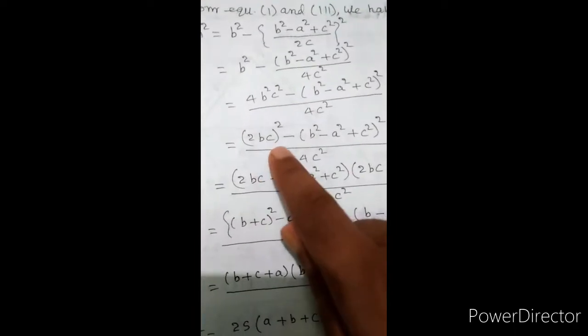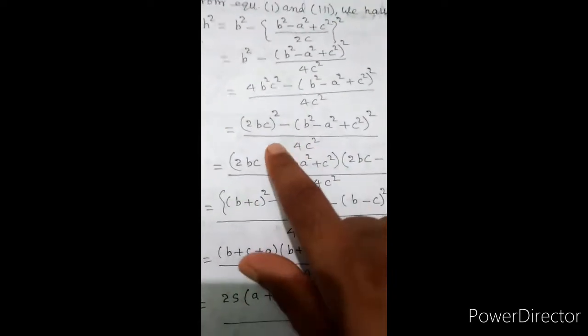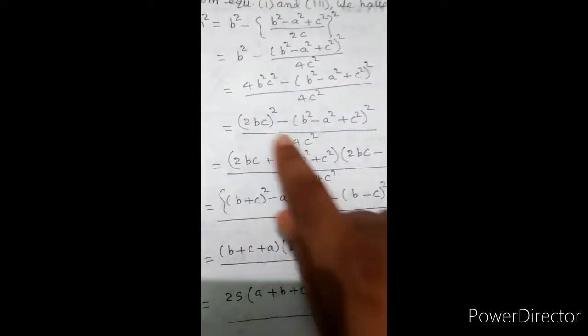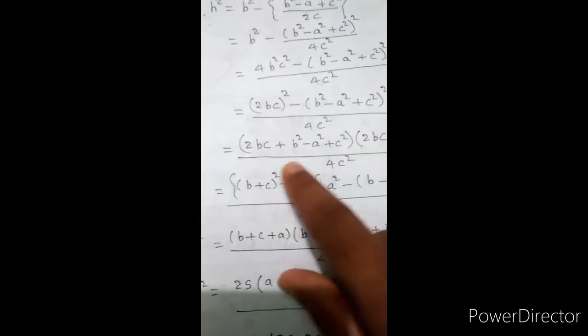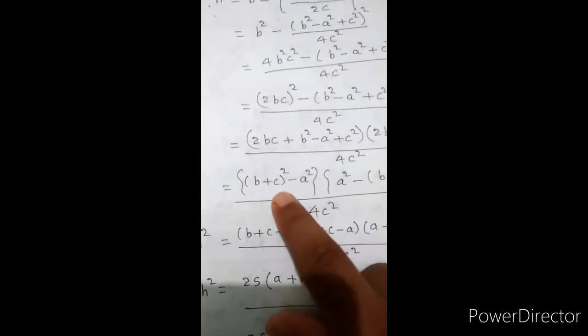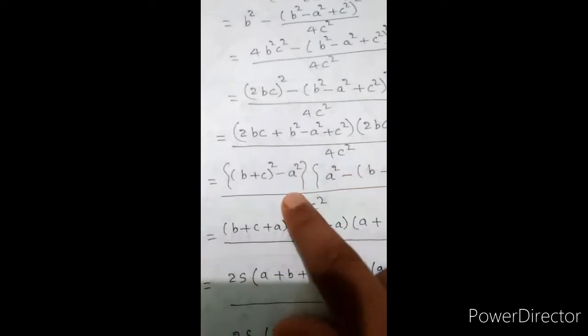Further, it gives us 4b square c square, that is (2bc) whole square, minus, keep this part as it is, by 4c square, is equal to, again it is in the form of a square minus b square. Now it will give us a plus b into a minus b by 4c square. Further, here 2bc plus b square plus c square gives us (b plus c) whole square minus a square, keep it as it is.